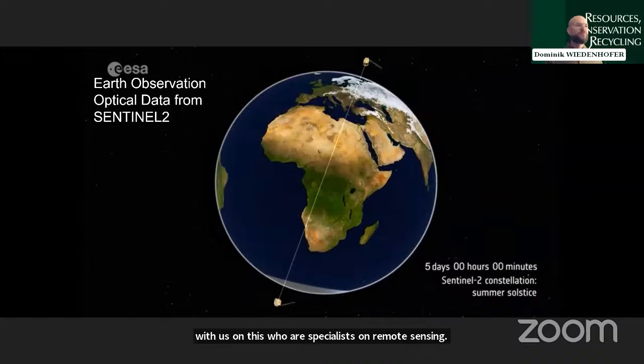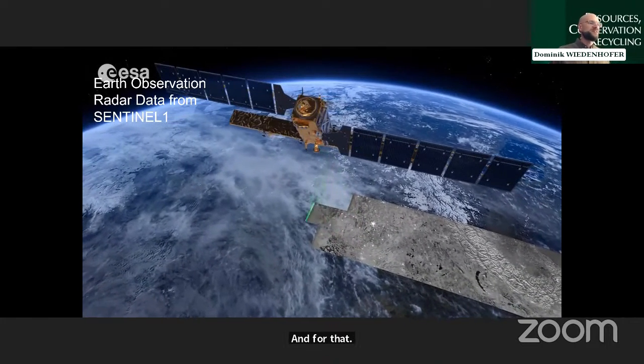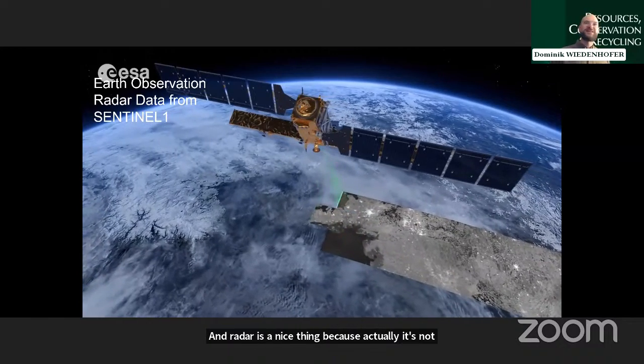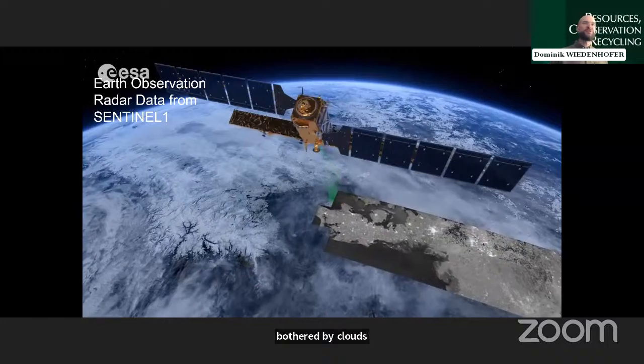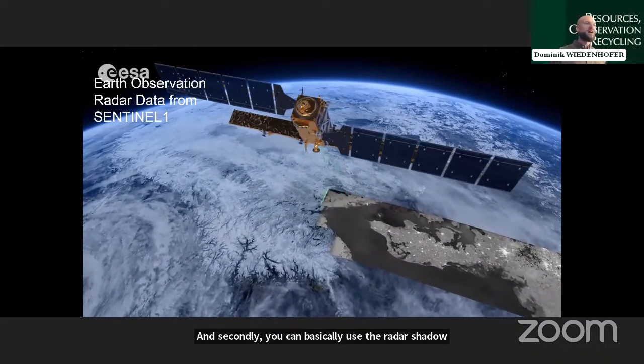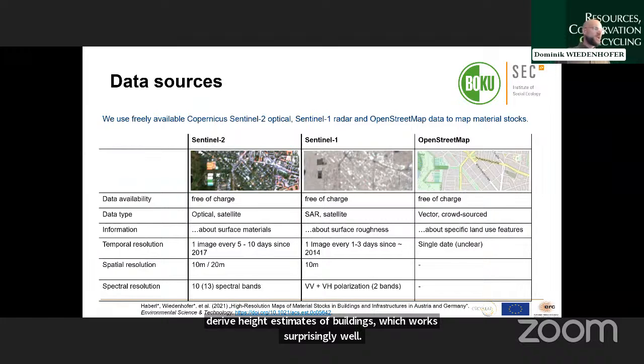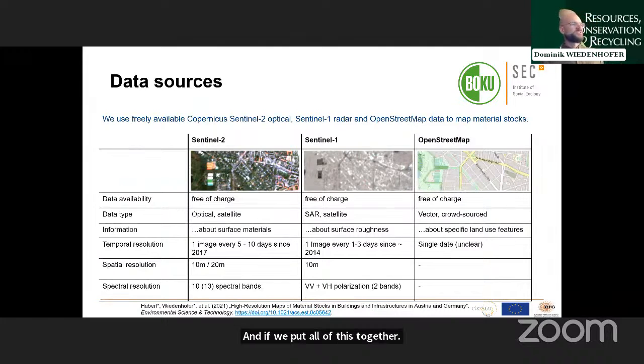With these kinds of maps, you already have a very good starting point. But we thought, okay, obviously the height of the building is really important. You don't only want to know how much area is sealed. You want to know how tall the buildings are. And for that, there is another satellite from the European Space Agency, which actually has radar. And radar is a nice thing because it's not bothered by clouds. And secondly, you can basically use the radar shadow that goes back into space to derive height estimates of buildings, which works surprisingly well. And if we put all of this together, we have these 10-meter resolution Sentinel-2 data, we have radar data, we have OpenStreetMap.